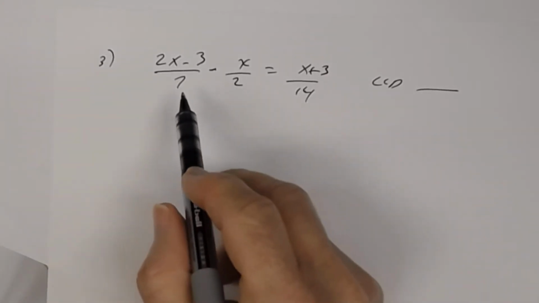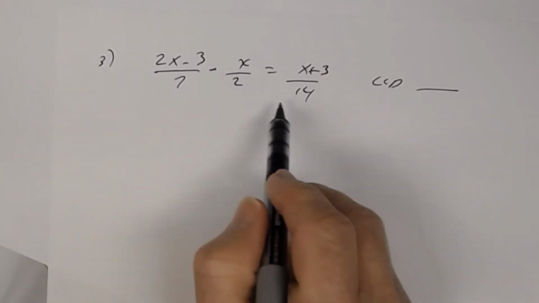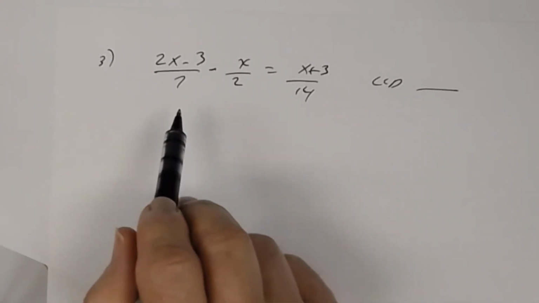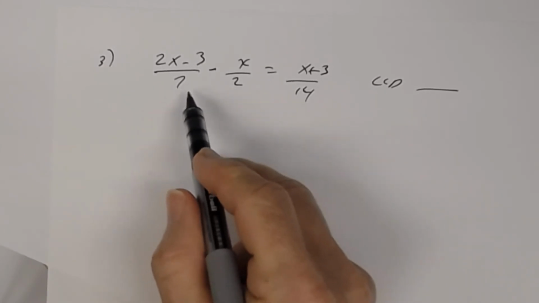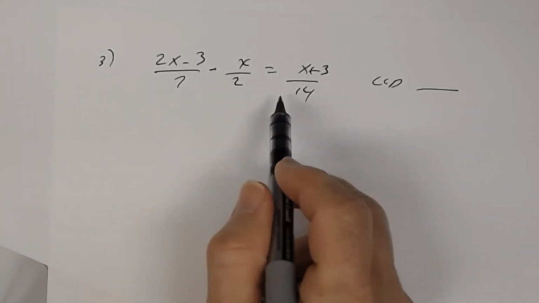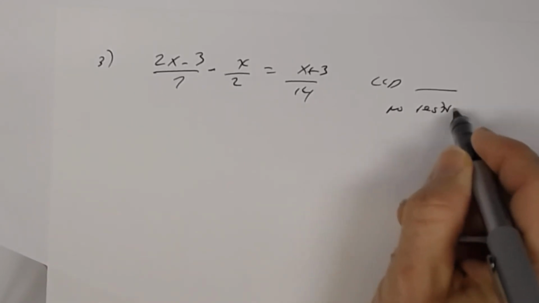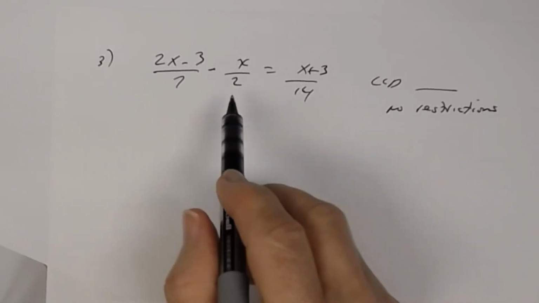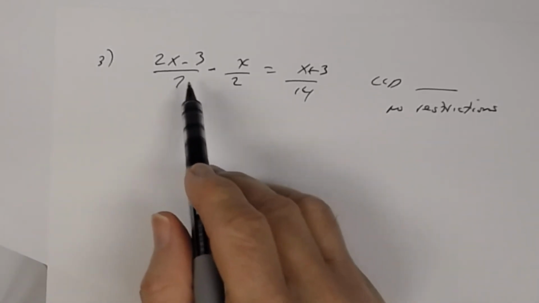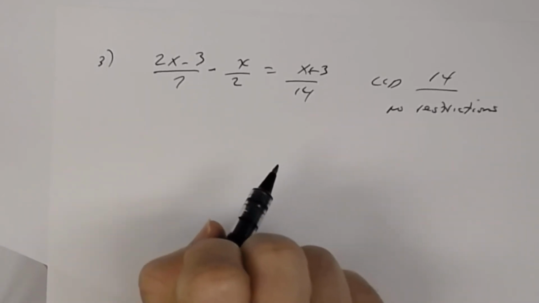Now, the difference between 1 and 2 and number 3 is that in number 3, you don't have any variables in the denominator. So I'm not going to have any restrictions because the denominator is never 0. This is always 7. This is always 2. This is always 14. So I just want you to know there are no restrictions for the denominator. Okay, but the LCD though, 7, 2, and 14, the least common denominator is 14. Make sure you always use the least.